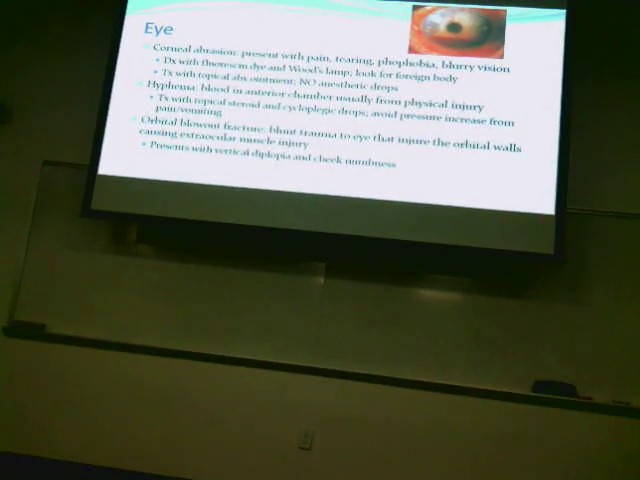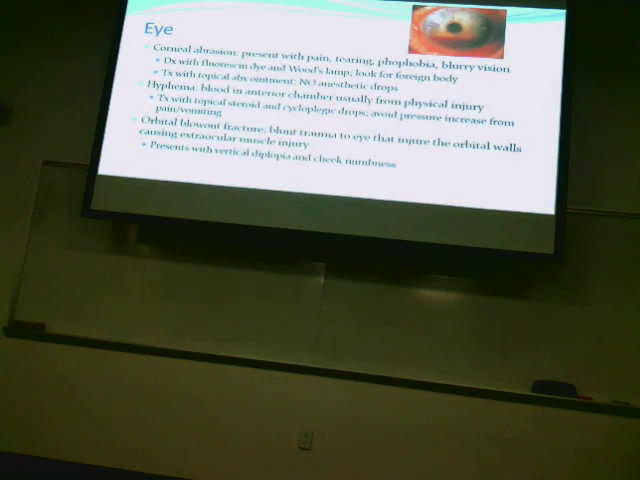Okay, we're getting into some eye stuff here. Corneal abrasion. This is going to present with eye pain, tearing, photophobia, and blurry vision. The way you diagnose this is with fluorescein dye. And you get a Wood's lamp, and the dye is supposed to help look for any foreign body of the eye. You can treat with topical antibiotic ointment for any abrasions or ulcers, but you don't want to use any anesthetic eye drops.